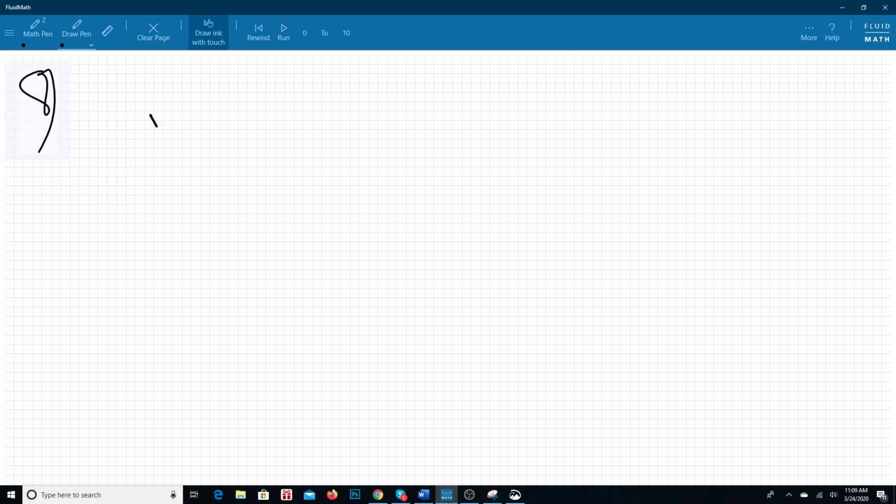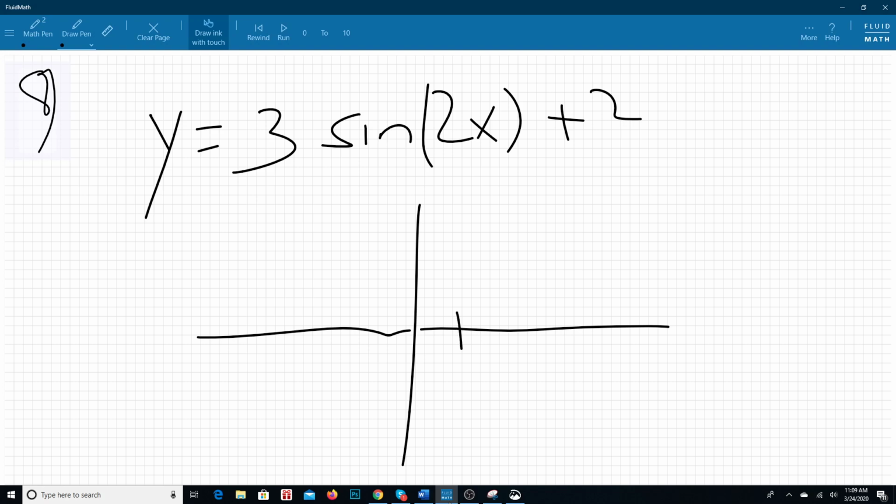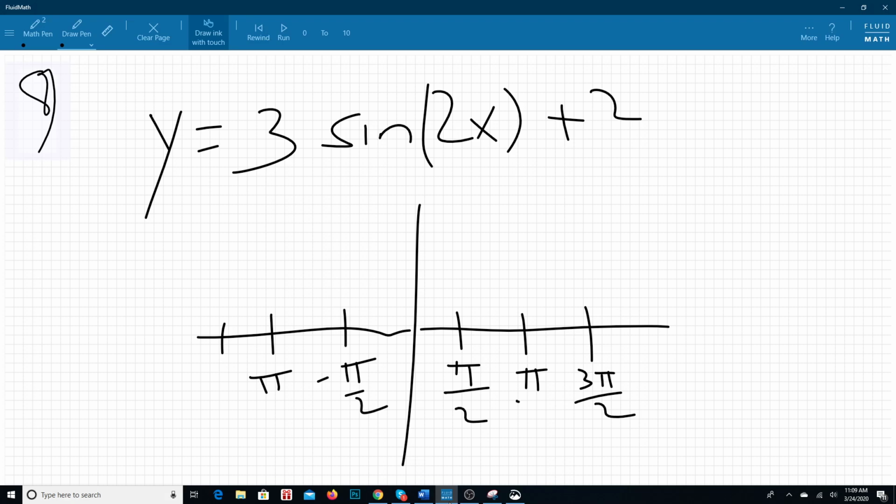All right, so it's y equals 3 sine 2x, right, plus 2. I'm in a nice coordinate plane. Doesn't let me touch it, guys, per se. This is going to be pi over 2, pi, 3 pi over 2, negative pi over 2, pi and 3 pi over 2. It essentially represents 270 degrees.